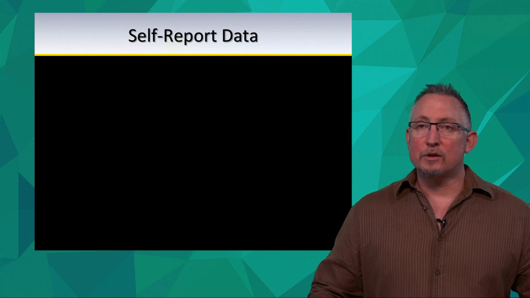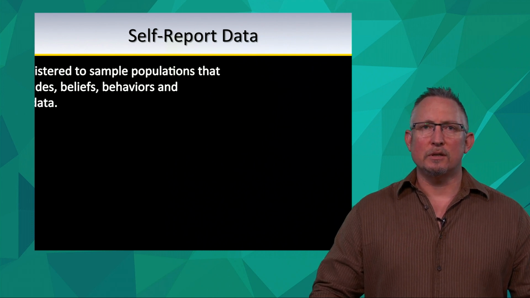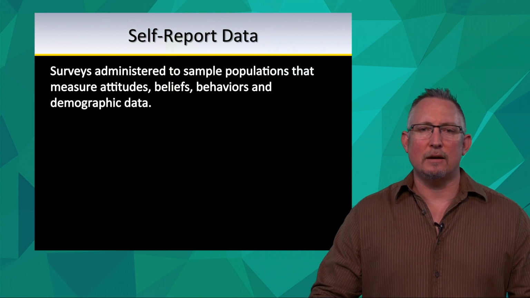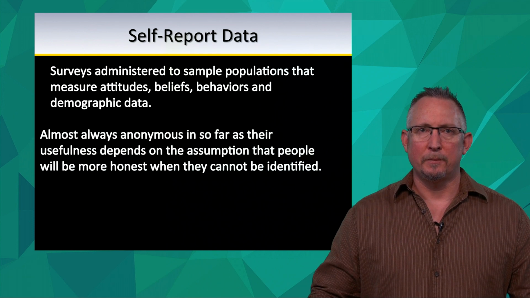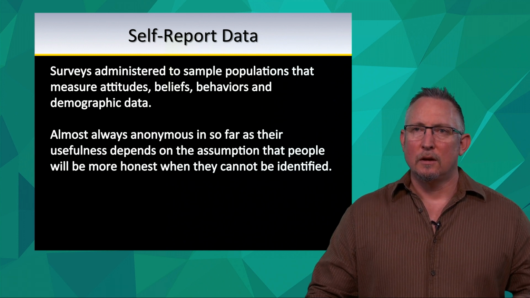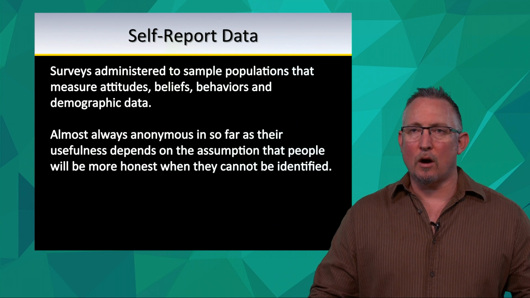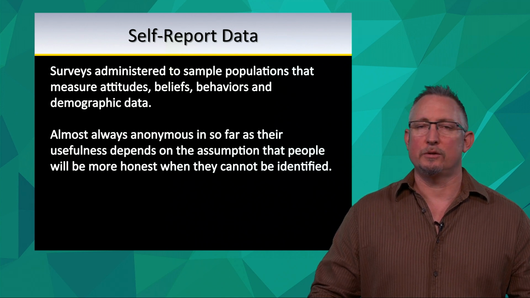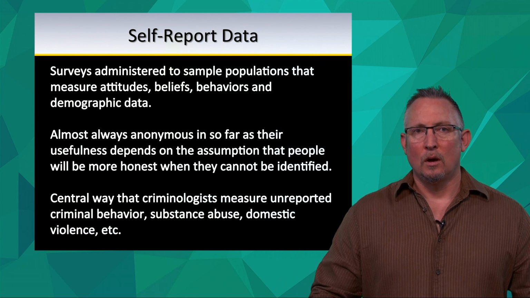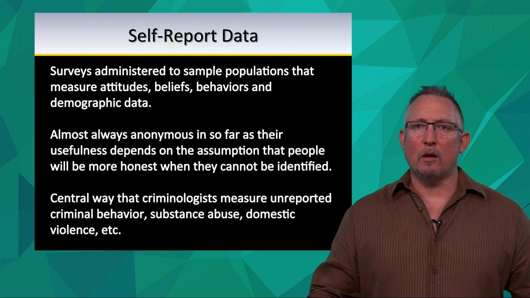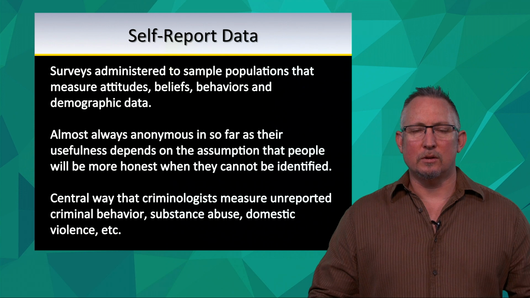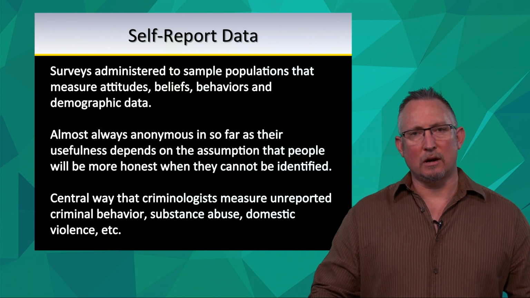The second type of unofficial data that's used with some frequency is self-report data. These are surveys administered to sample populations that measure attitudes, beliefs, behaviors, and demographic data. Almost always anonymous, insofar as their usefulness depends on the assumption that participants' identities will not be disclosed to law enforcement, teachers, or whoever else might be an issue. So this is central to the way that criminologists measure unreported criminal behavior, particularly things like substance abuse, domestic violence, or other things that are often hard to measure directly.